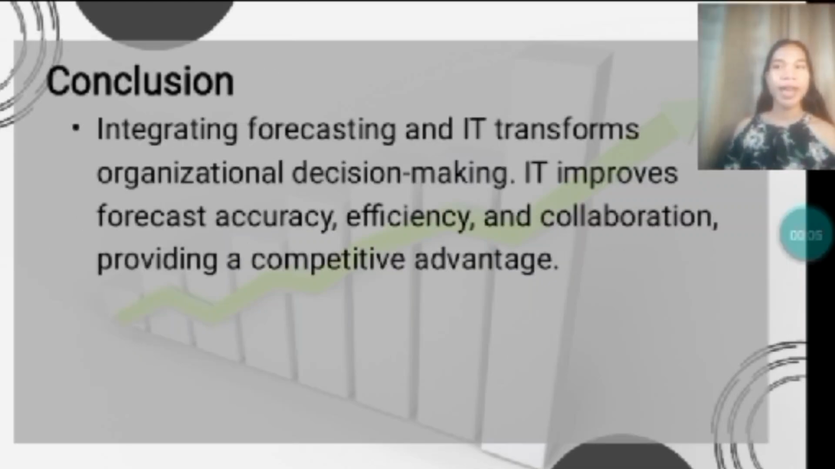And to conclude, the integration of forecasting and IT has transformed the way organizations make decisions. By leveraging the power of IT, organizations can generate more accurate forecasts, improve efficiency, enhance collaboration, and gain a competitive advantage. While there are challenges and limitations associated with integrating forecasting and IT, the benefits far outweigh the risks. As IT continues to evolve, the field of forecasting will continue to advance, providing organizations with new opportunities to improve their performance.